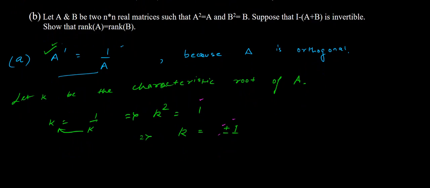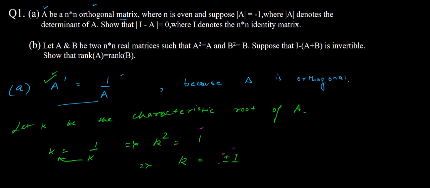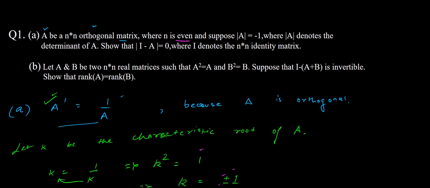Now let's proceed with what has been said in the question. When n is even and det A is equal to minus 1, where det A denotes the determinant of A, show that the determinant of I minus A is equal to 0, where I denotes the n cross n identity matrix. So we have been given that det of A is minus 1, and we need to prove that det of I minus A is equal to 0.